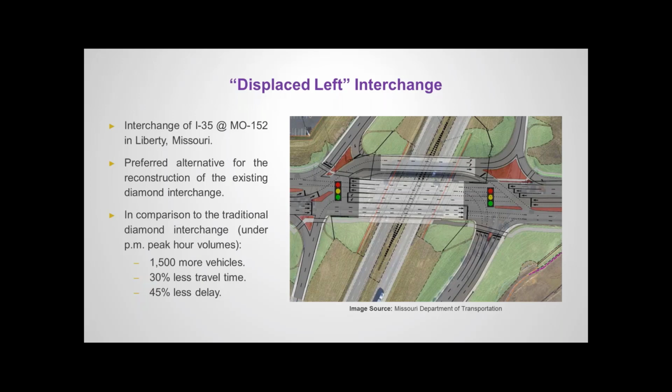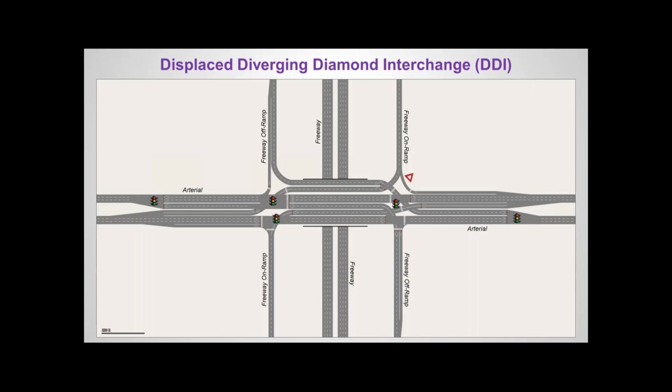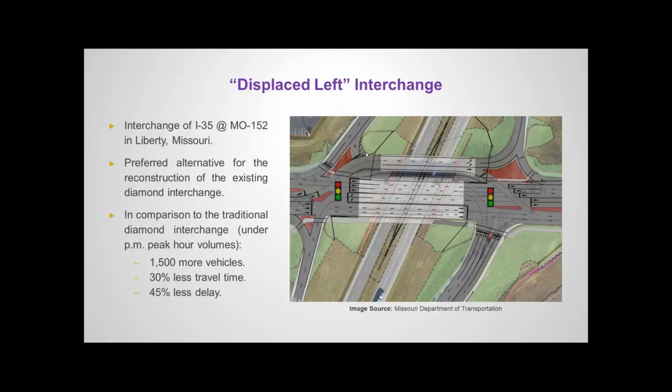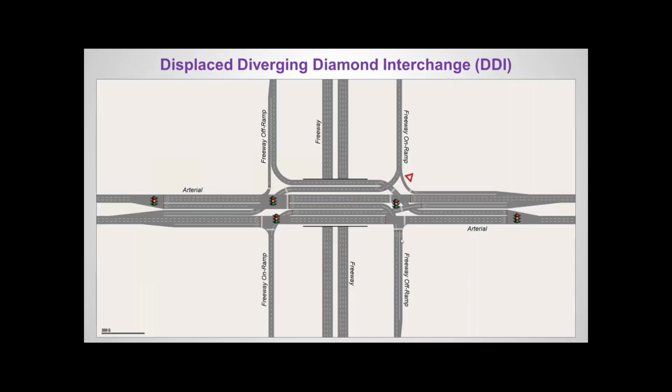So when I looked at this, I decided to make some modifications, and after making some creative modifications, I came up with what I call the displaced DDI, or displaced diverging diamond interchange. It's pretty similar to the displaced left-turn interchange, except that left-turning traffic has its own exclusive lanes, and this would make traffic flow easier and safer.